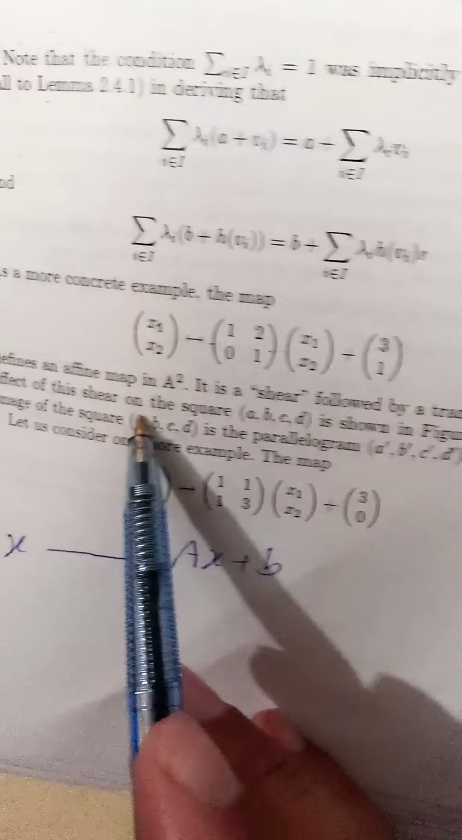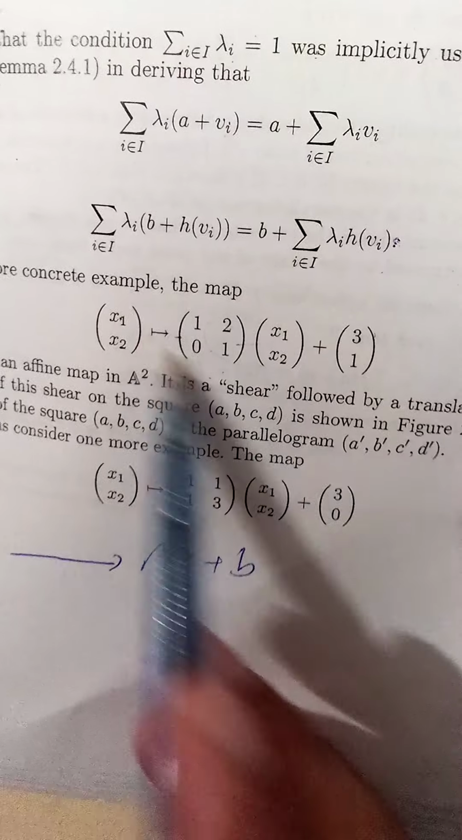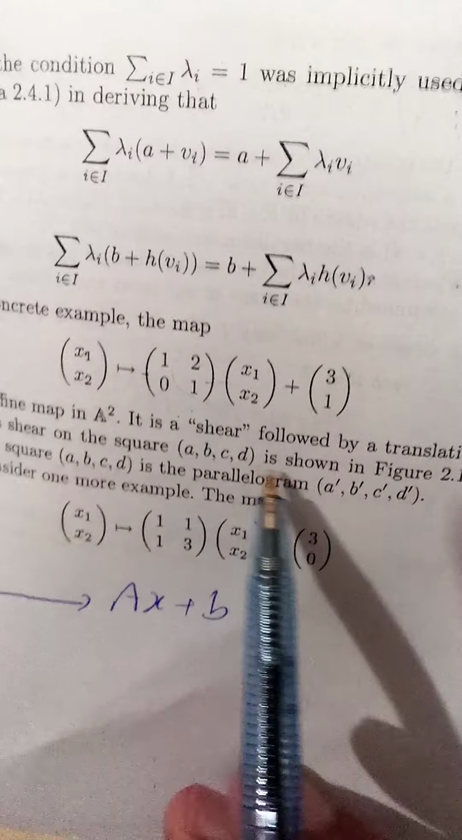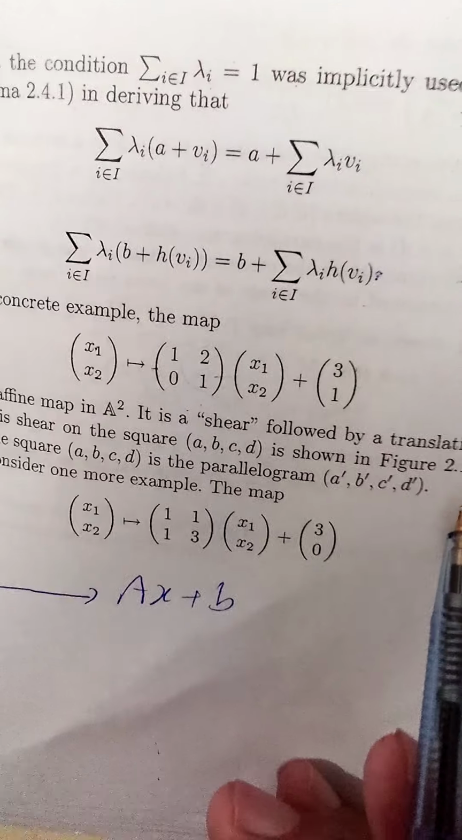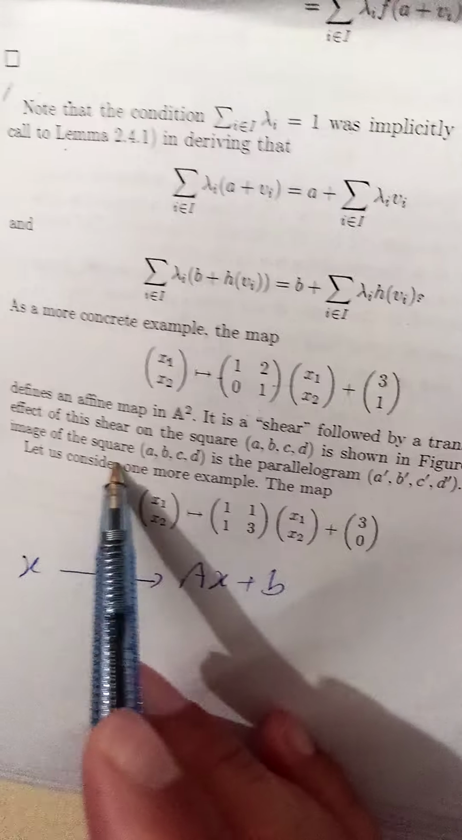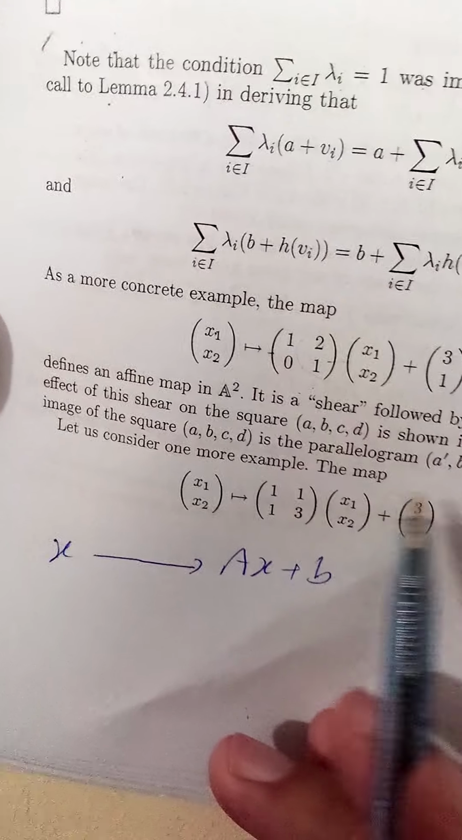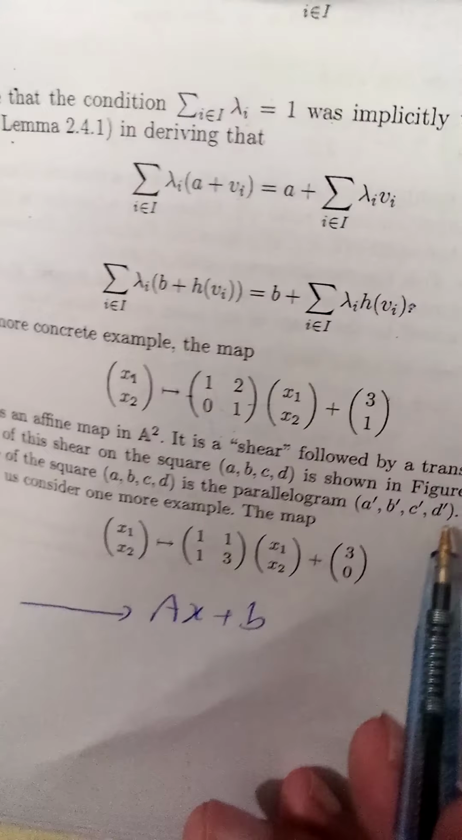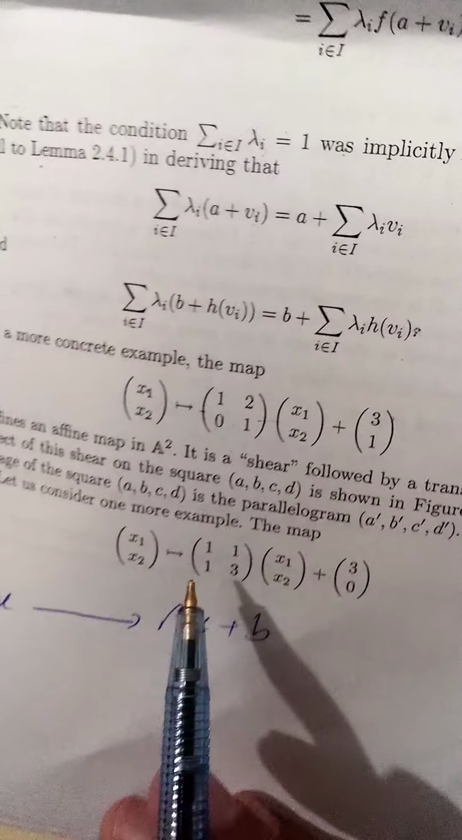The effect of this shear on the square ABCD is shown in the next figure. The image of the square ABCD is the parallelogram A prime B prime C prime D prime. Let us consider one more example.